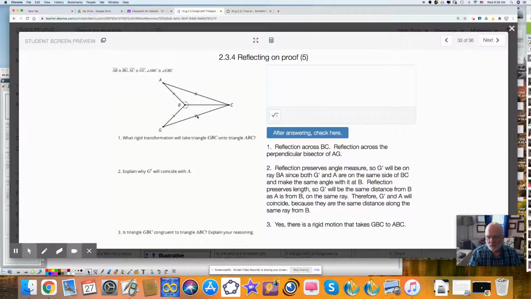So here's what we say. First of all, you're going to reflect it across line BC, or you could reflect it across the perpendicular bisector of this segment. Second, reflection preserves angle measure. So G prime will be on ray AB, because when you reflect it by this angle, it's going to be the same angle, which is going to be along this ray. And reflection preserves length. So this distance will be the same distance here, so it's going to be on top of A. This is important. We get the angle first, so it's on the same ray, and we get the distance, so it's on the same point. And yes, there is a rigid motion that takes the one triangle to the other. It's a reflection.